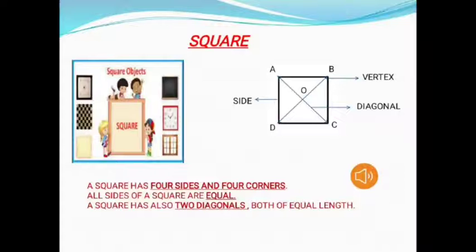Some examples of squares you can see all around are a wall clock, a chessboard, or a window also. So those are a few examples of squares.